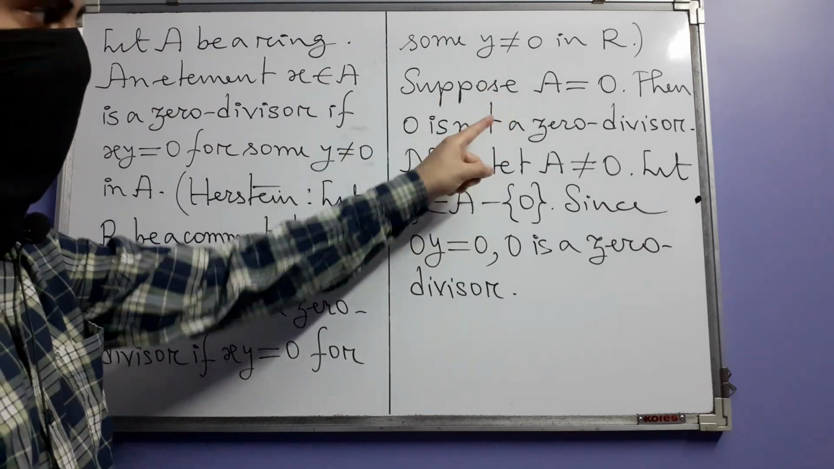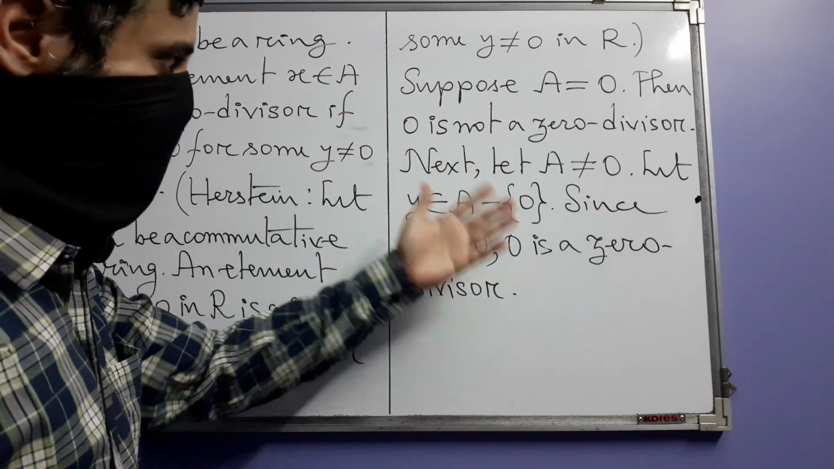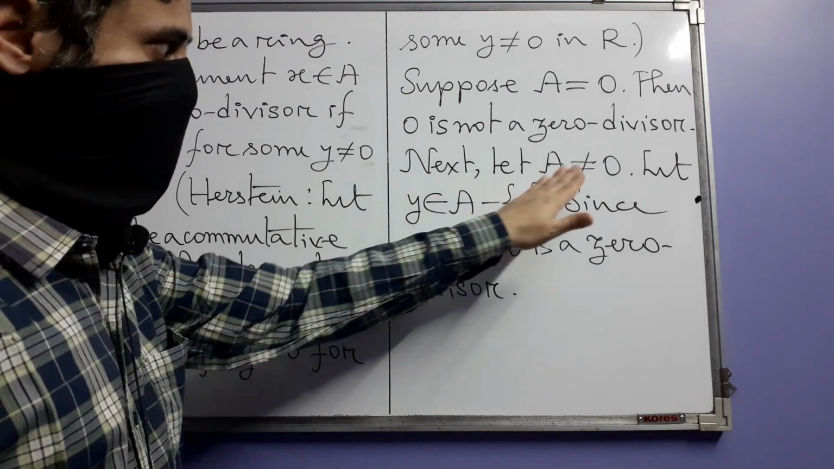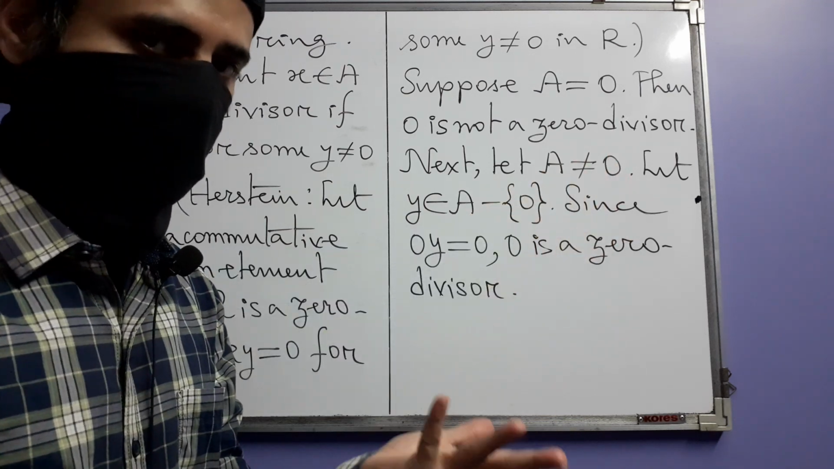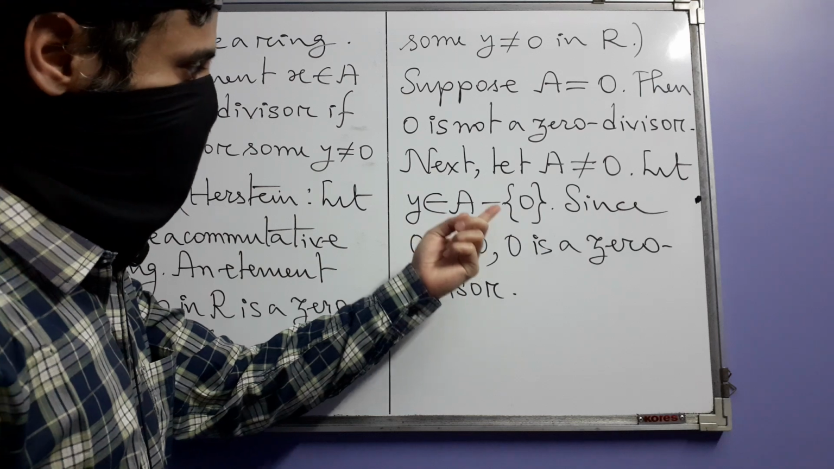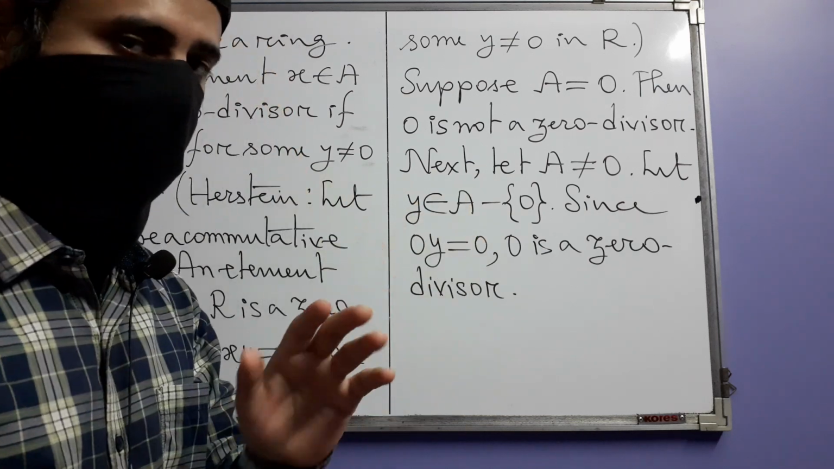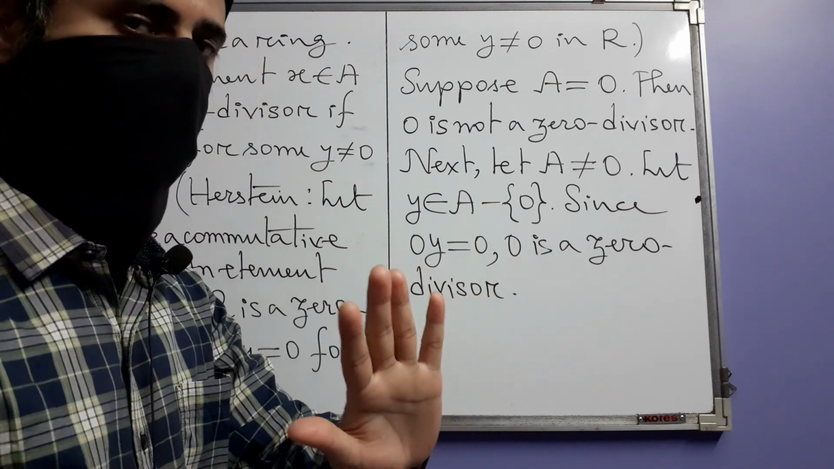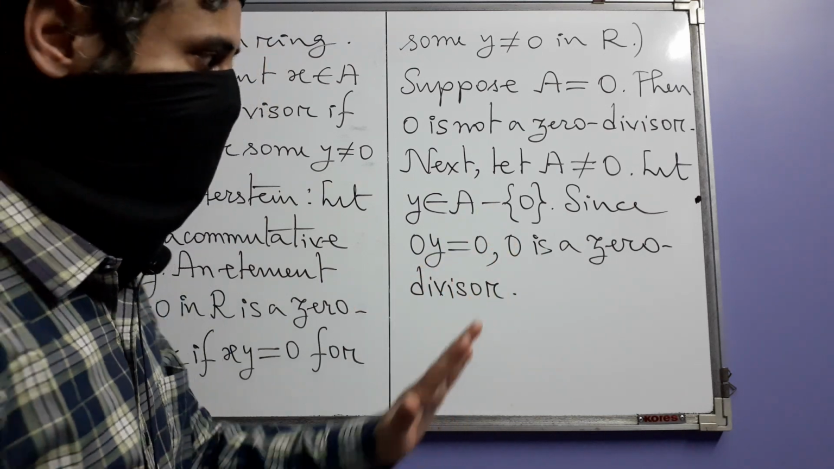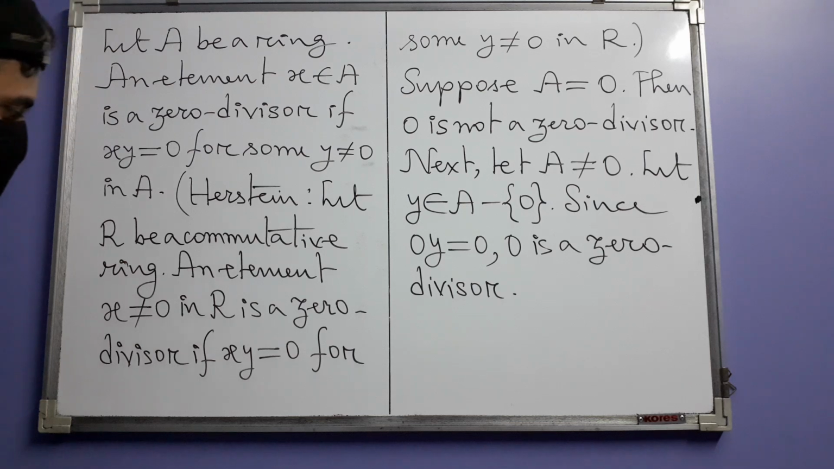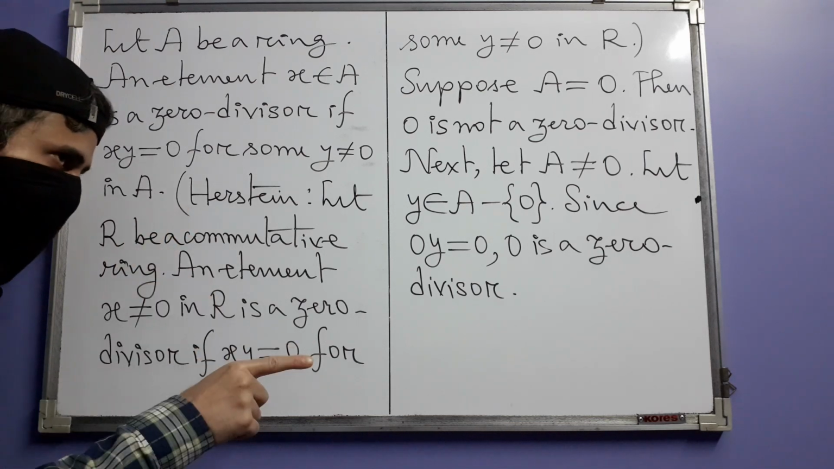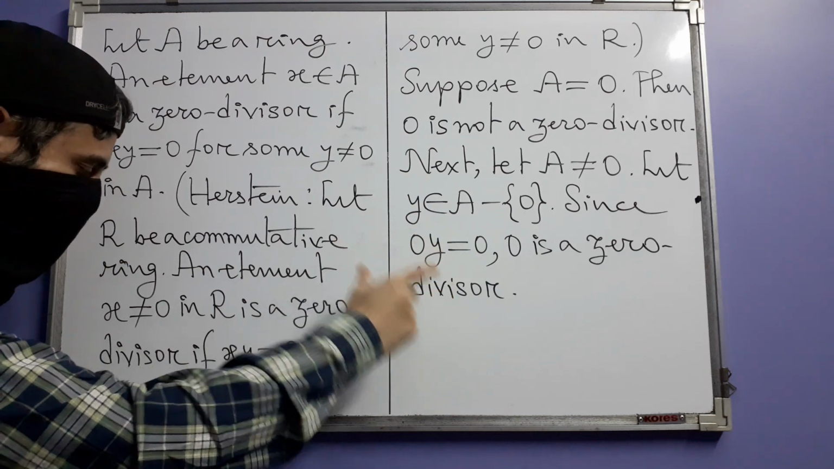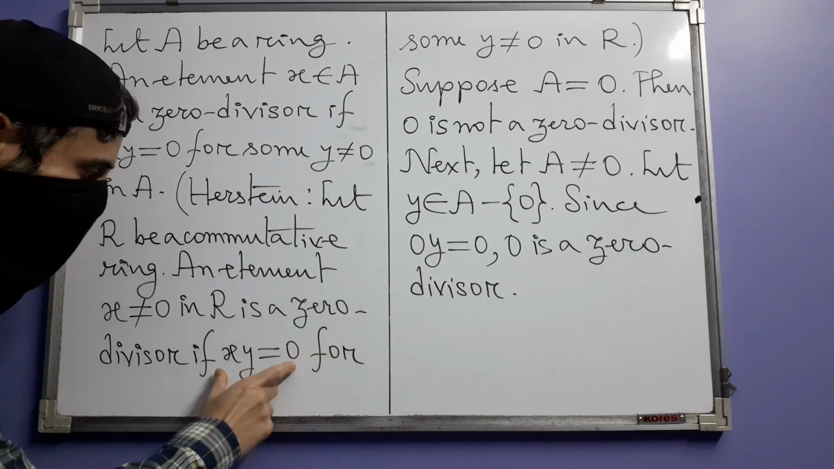So in the 0 ring, 0 is not a zero-divisor, but in any non-zero ring, 0 is always a zero-divisor. So if you are working with a non-zero ring, which is almost always the case, at least one zero-divisor is always there, which is 0. Besides that, you may have other zero-divisors as well, which are non-zero. And when it comes to non-zero zero-divisors, Atiyah and Macdonald's thing coincides with Herstein's thing.